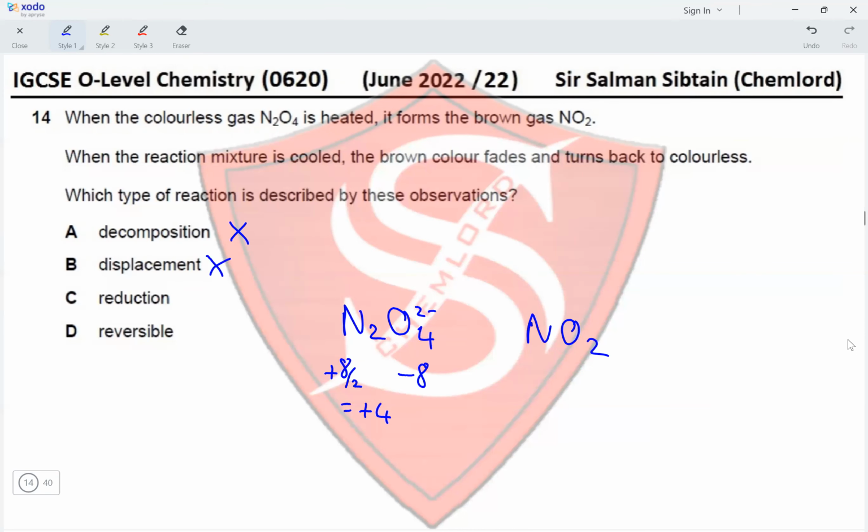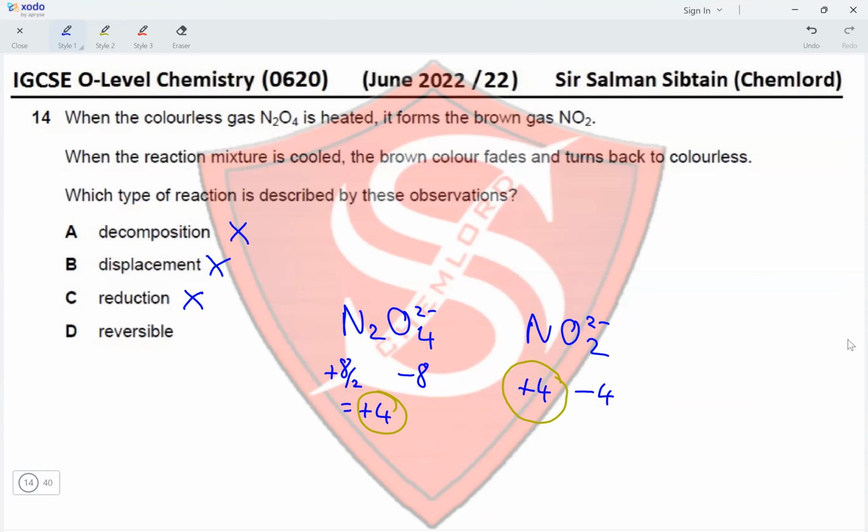Coming to NO2, again, oxide ion would have a charge of minus 2. So total charge minus 4. So in order to balance this minus 4 charge, and since there is only one nitrogen atom present, it would have a charge of plus 4. So nitrogen has a charge of +4 in N2O4 and a charge of +4 in NO2. So reduction is not involved.